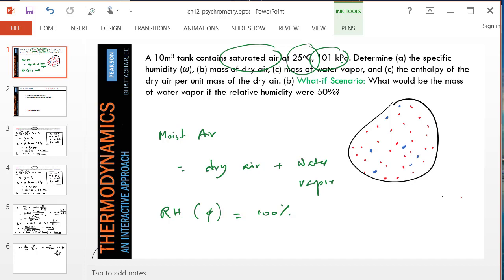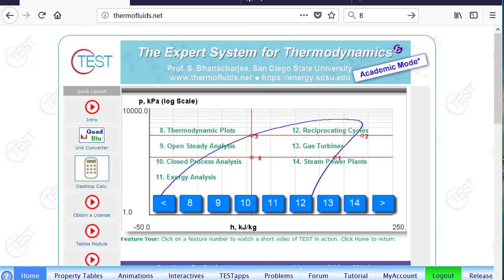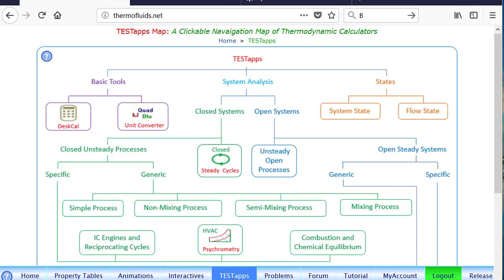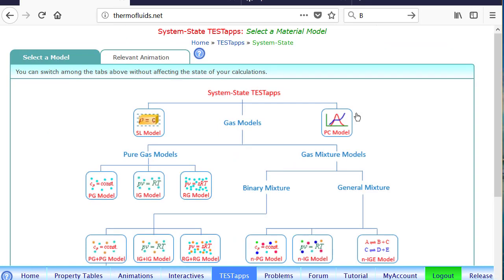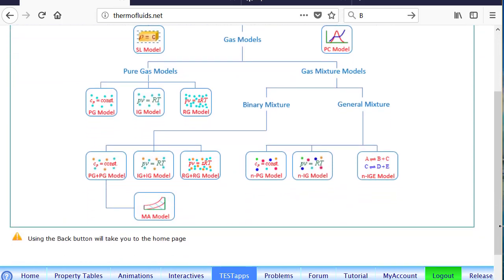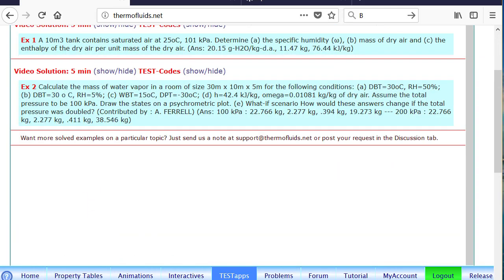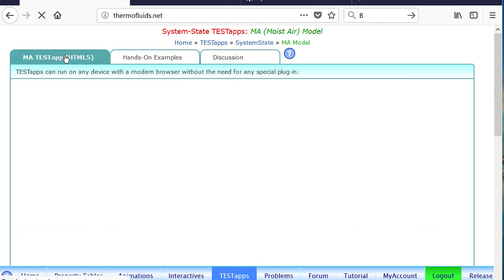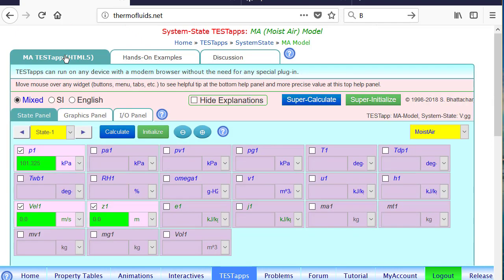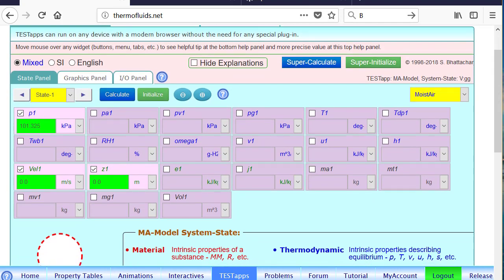Let's go and launch a TEST tab, a property finder. So we go to the state, system state, and find the moist air model. The MA model is right here. That will launch the TEST tab. Okay, so what information is provided to us?